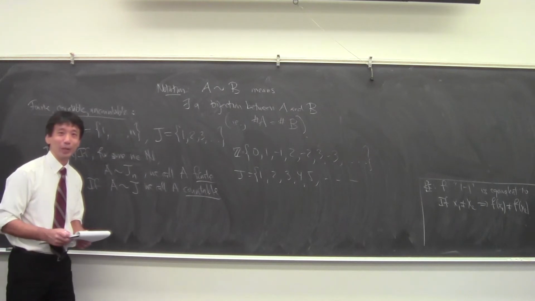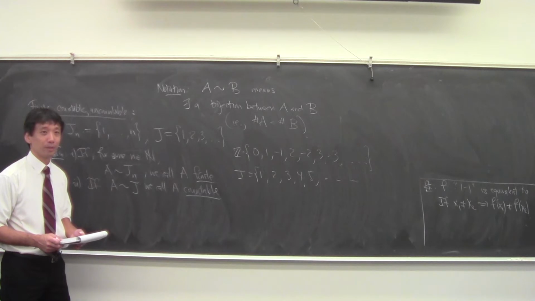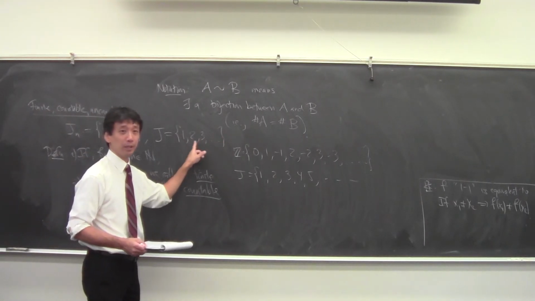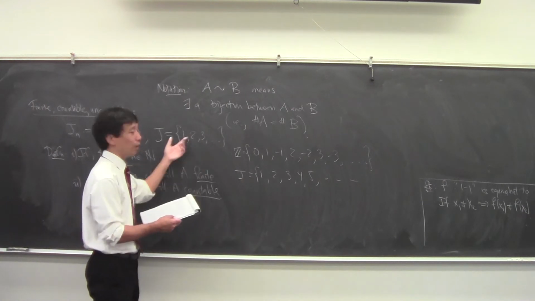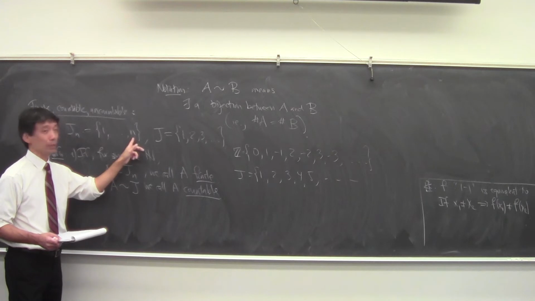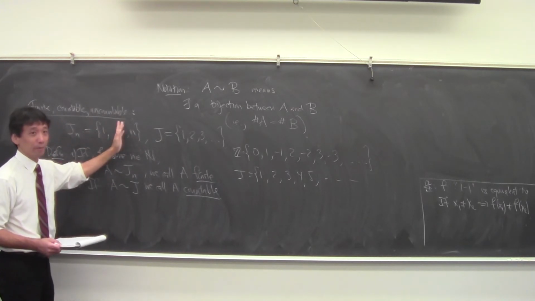Helen, are you okay? You okay, good. Yes, Susan. What's the difference between J sub n and J? J doesn't end. J doesn't stop. It's all natural numbers. J sub n stops at the nth term. So like J5 is 1, 2, 3, 4, 5. That's the end.